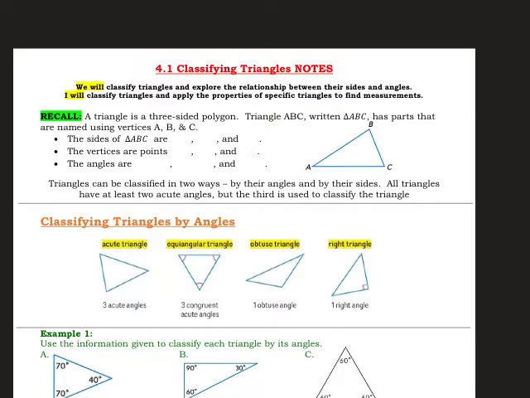All right, so anyways, we're looking at chapter 4. We are looking at classifying triangles. The first part, we're just reviewing things we should know. And you guys have hopefully been seeing this since elementary, so hopefully it comes back to you.